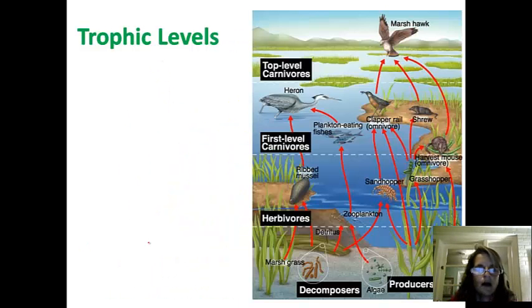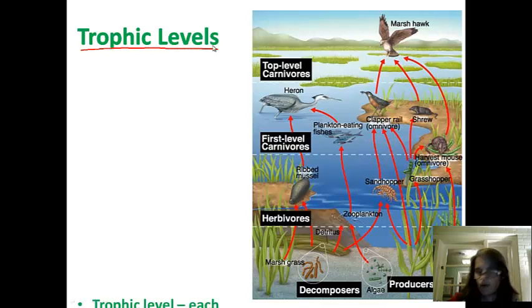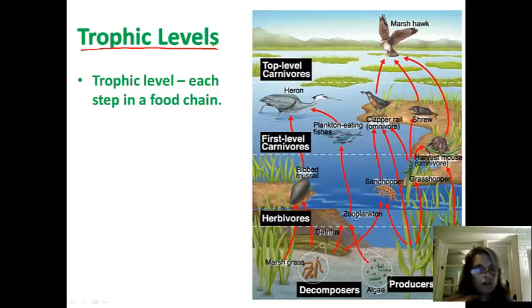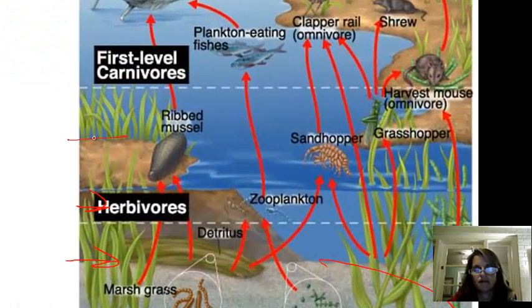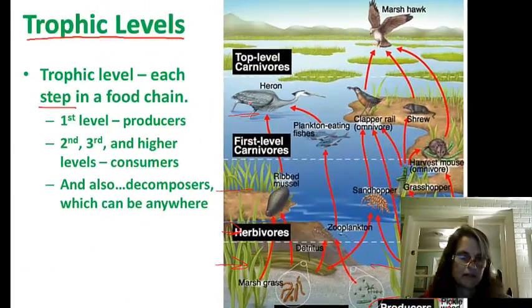Okay? All right, an important term, trophic levels. A trophic level is simply the fancy word for a step in a food chain. Okay? So you could have the producers down here, these seagrasses, the herbivores eating them, and the first level consumers, the second level consumers, and so on. Okay? And that's what we were just talking about.